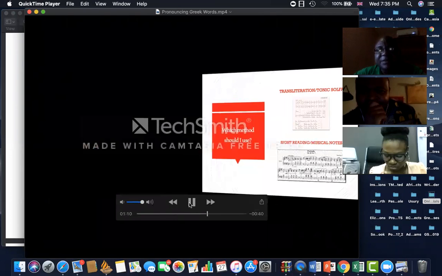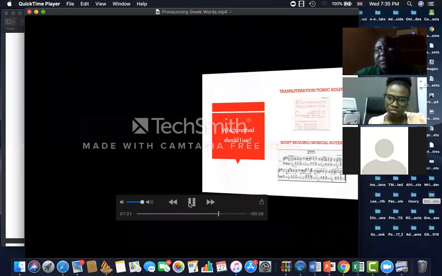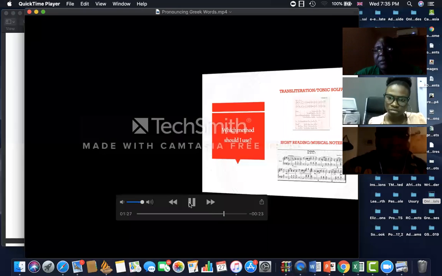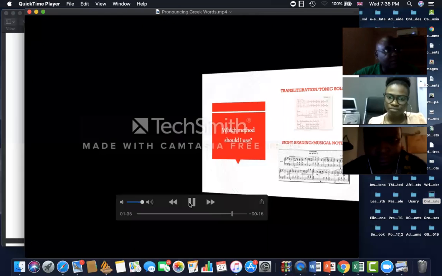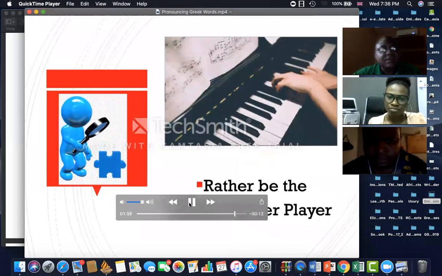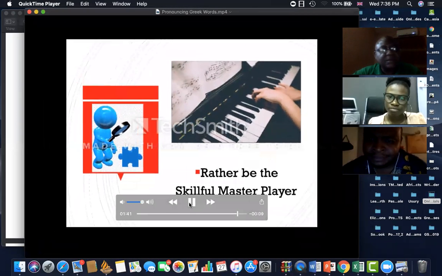Let us use an illustration from a physical scene at this point. Transliteration is what I liken to reading of tonic sol-fa, which most keyboardists in the church used to do when they play music. Sight reading is what I liken to the ability to read musical notes the way it should be read. So if you ask me which method you should use, I will answer by saying, why not be the master, the skillful player?